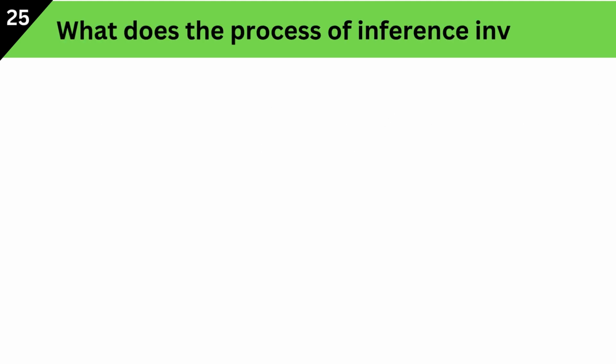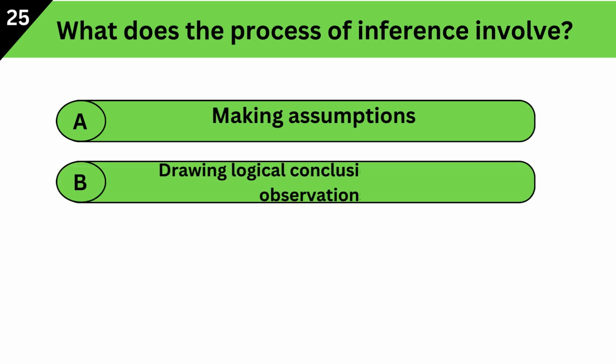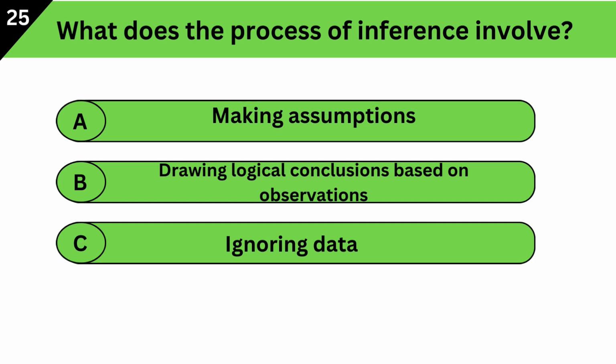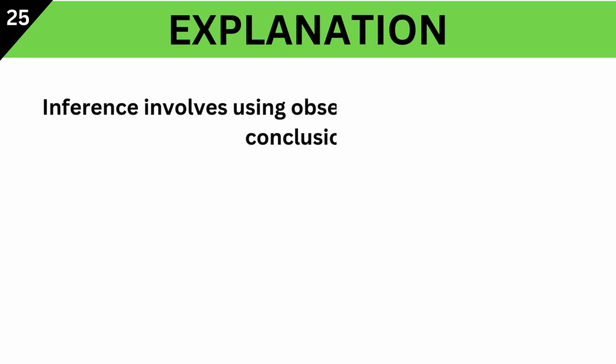What does the process of inference involve? Option A, making assumptions. Option B, drawing logical conclusions based on observations. Option C, ignoring data. Correct answer. Explanation. Inference involves using observations to draw logical conclusions.